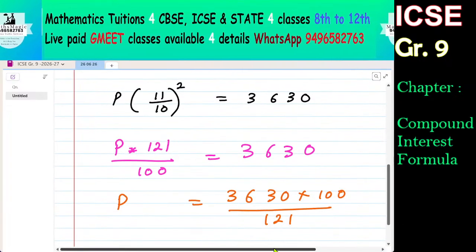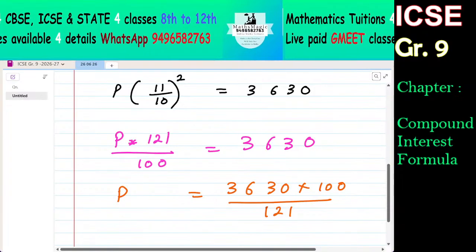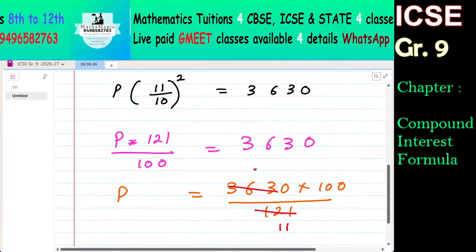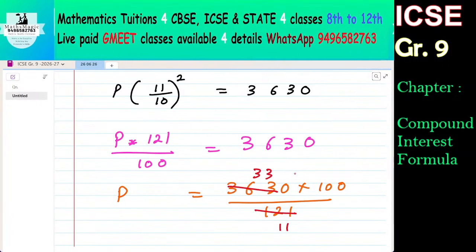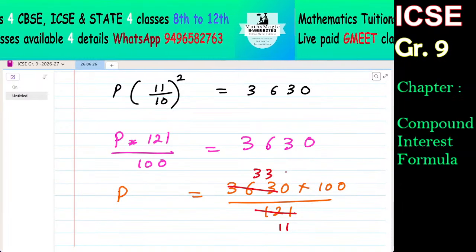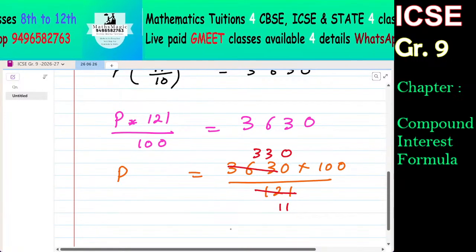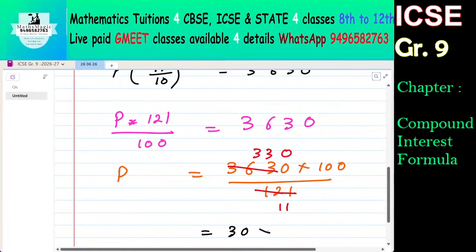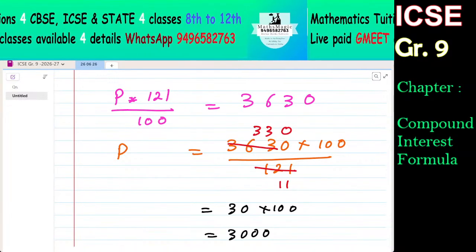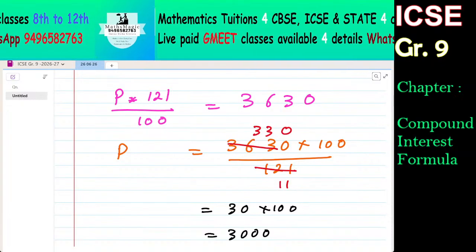You try to cancel this with 11. So this will go 11 times. This is 33. You can also cancel it once again with 11. You will get 30. So 30 into 100, which is 3000. Hope you have got this answer. Now we'll go for the next one.